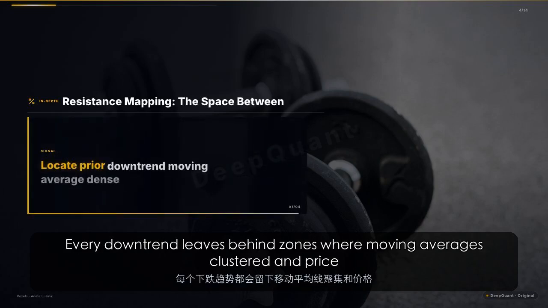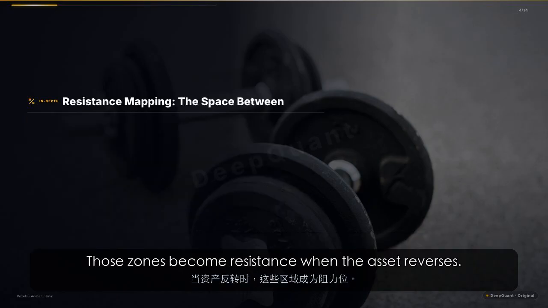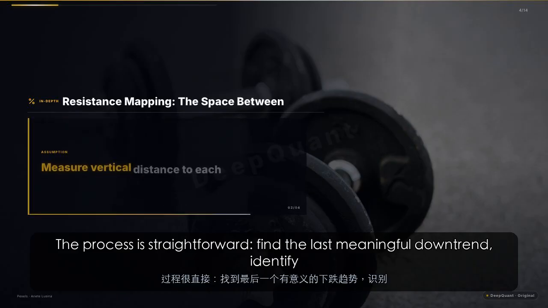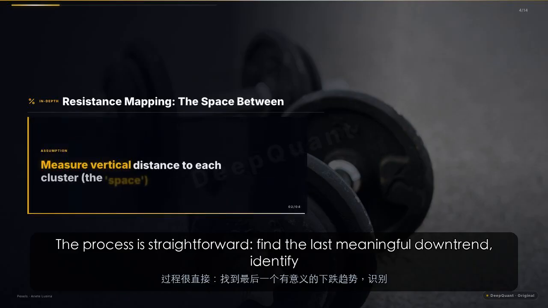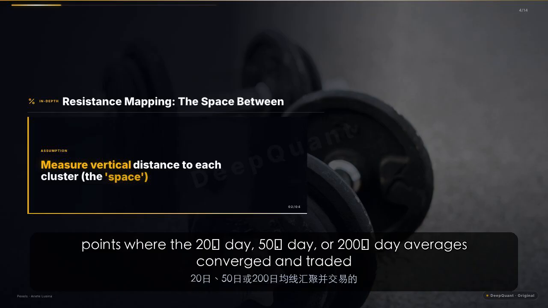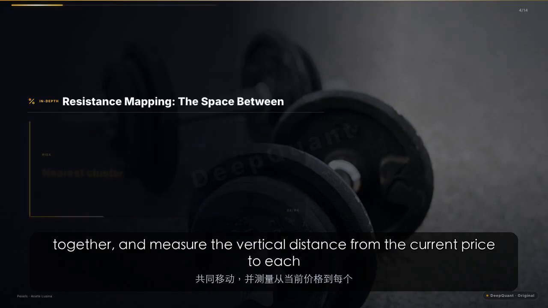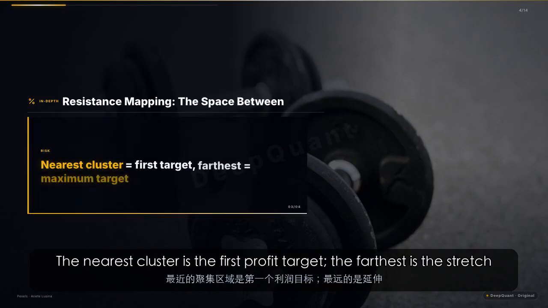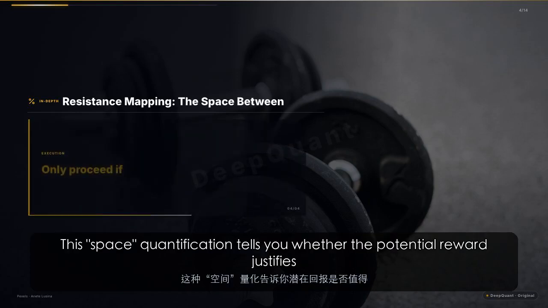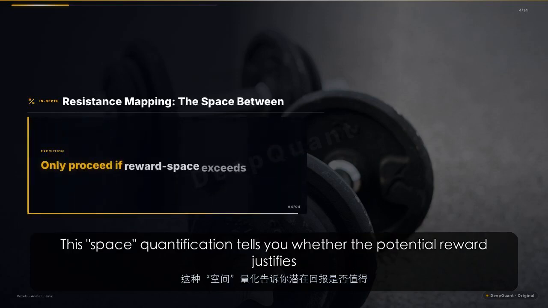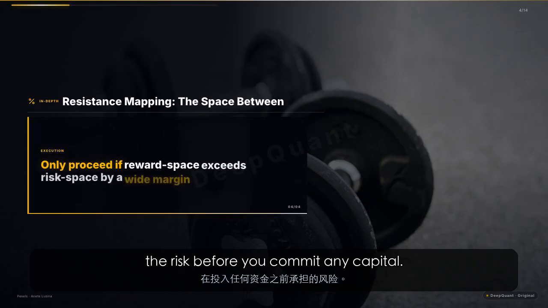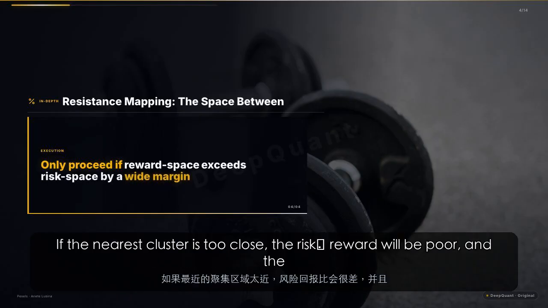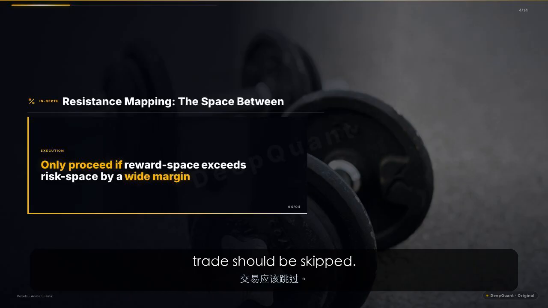Every downtrend leaves behind zones where moving averages clustered and price consolidated. Those zones become resistance when the asset reverses. The process is straightforward. Find the last meaningful downtrend, identify points where the 20-day, 50-day, or 200-day averages converged and traded together, and measure the vertical distance from the current price to each cluster. The nearest cluster is the first profit target, the farthest is the stretch objective. This space quantification tells you whether the potential reward justifies the risk before you commit any capital. If the nearest cluster is too close, the risk-reward will be poor, and the trade should be skipped.